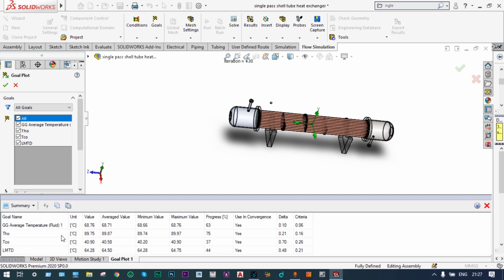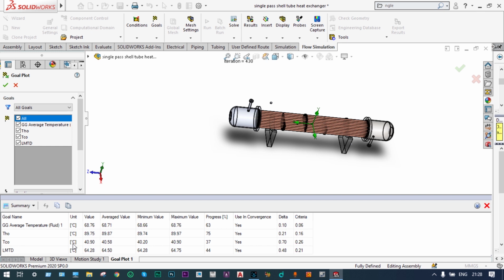Now we can see that average temperature of fluid is 68.76 degrees centigrade. Its minimum was 68.66 and maximum was 68.76. And hot water at the exit location is 89.75 degrees centigrade. So it has lost a huge amount of heat. Its initial temperature was 100 degrees centigrade, and at the exit level its temperature is reduced to 89.75 degrees centigrade, and average value is 89.87 degrees centigrade.